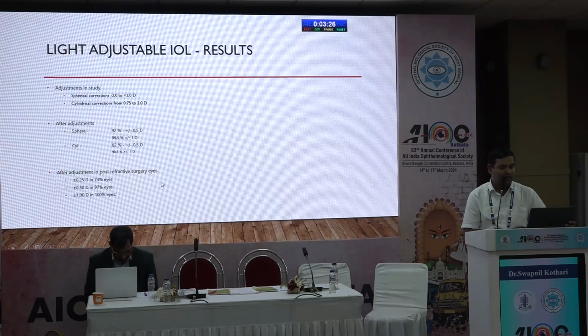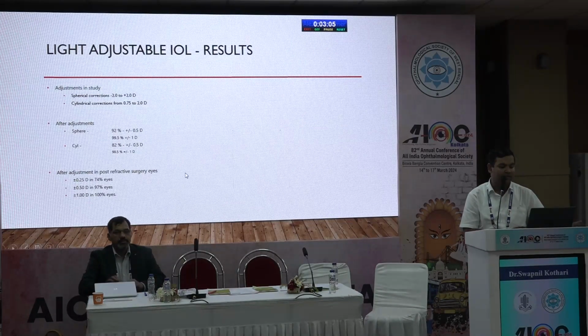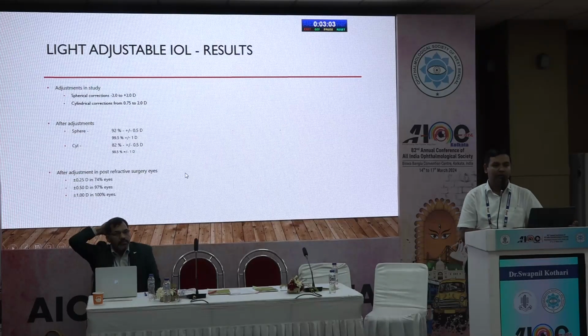After adjustment, 92% of the spheres were within 0.5 degrees, 82% of the cylinders were within 0.5 degrees. While in post, even more exciting was in post-refractive eyes, 74% patients were within 0.25 and 97% patients within 0.5. So I don't think there is any other technology which gives that kind of precision to us.